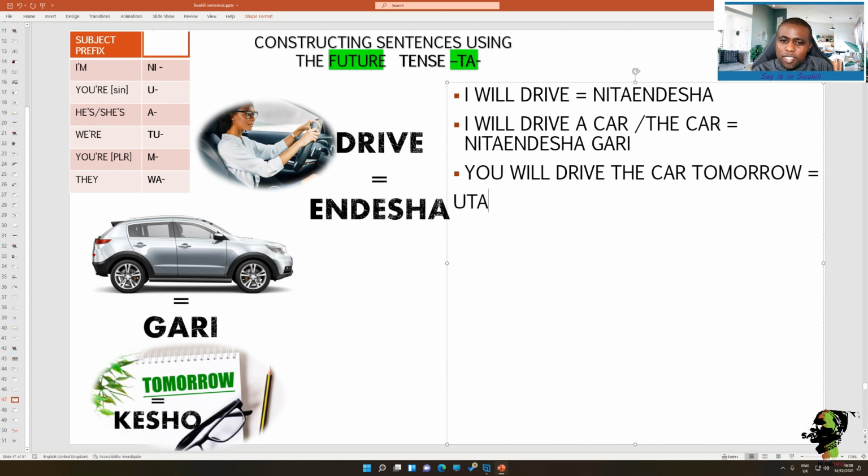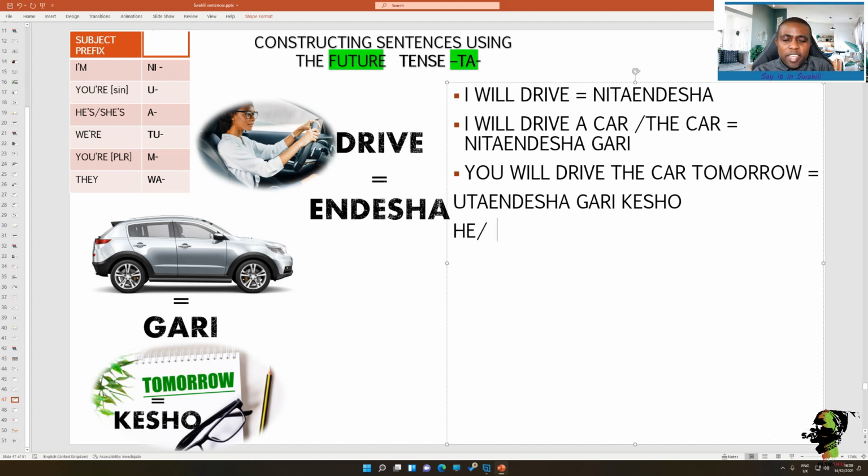Future tense ta, drive endesha, gari. So in Kiswahili we don't have the word "the", it's just gari, then tomorrow kesho. So in Kiswahili it's three words, utaendesha gari kesho. And that's why Swahili, when someone is translating or saying something, is quite short, very straight to the point. Utaendesha gari kesho.